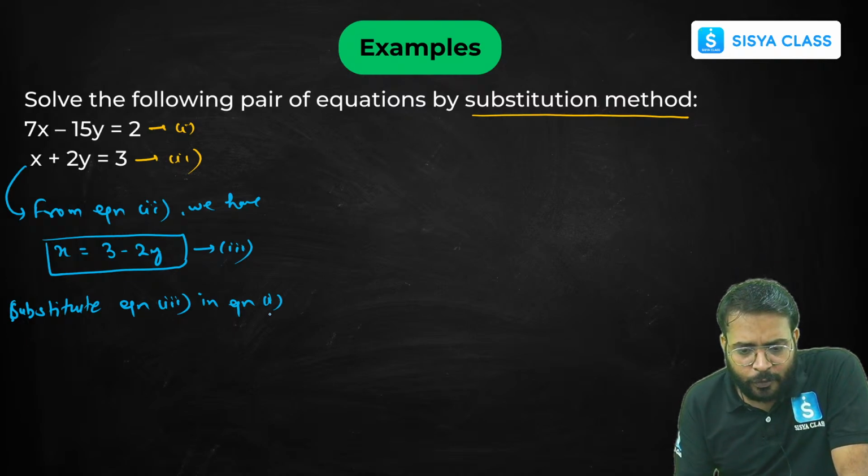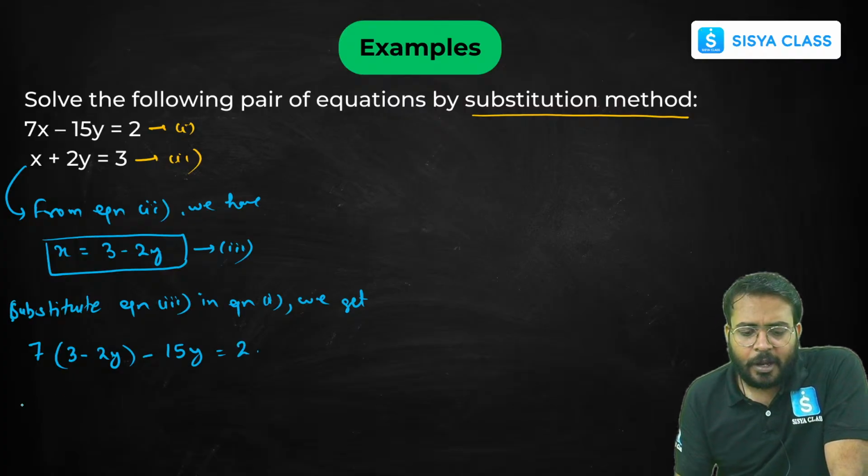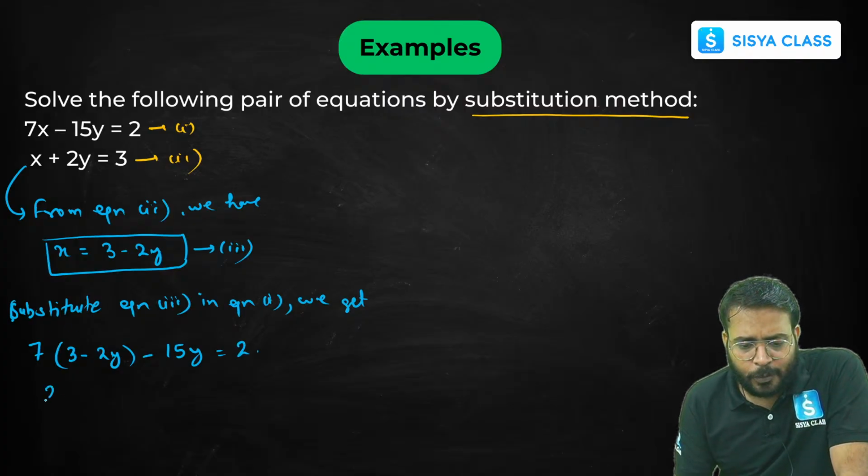So here we are having 7. What is going to be the value of x? x is, beta, 3 minus 2y, minus 15y is equal to 2. Now solve this, dear. 7 into 3 is going to be, beta, 21 minus 14y minus 15y is equal to 2. So what will I have, dear?